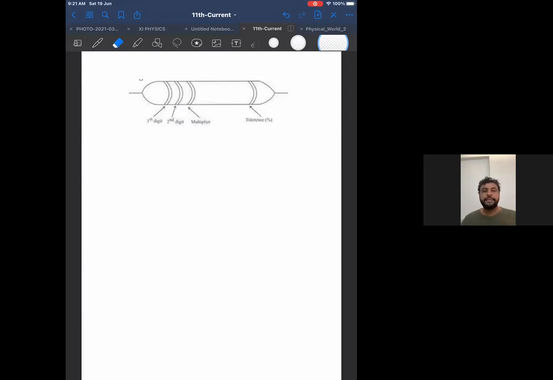Therefore, how many colors are there in a resistor? 4. Out of that, how many things can you find out? You can find out 2 things. You can find out resistance, you can find out tolerance. You can find out resistance by looking at the first 3 colors, and you can find out tolerance by looking at the last color. On your screen, you have a resistor.